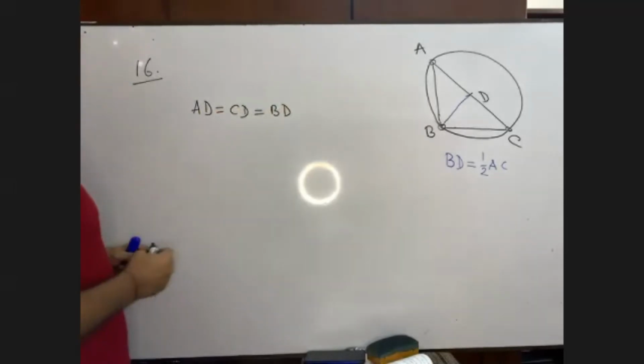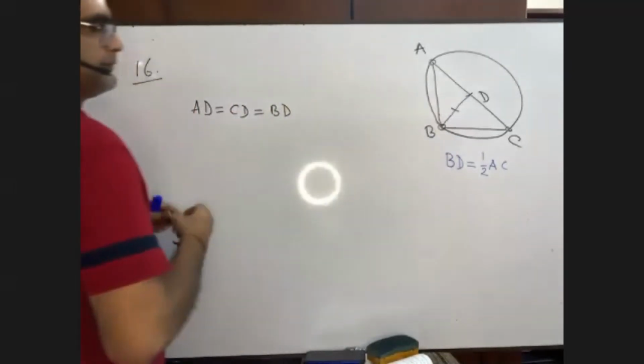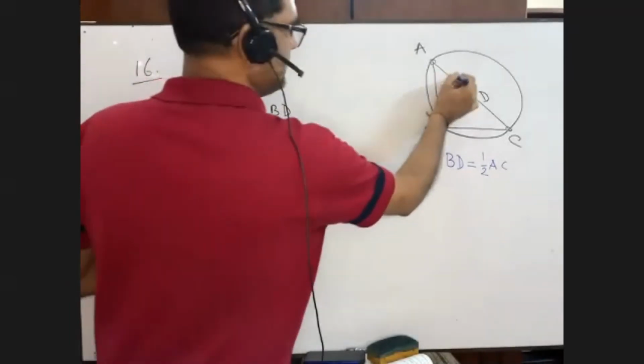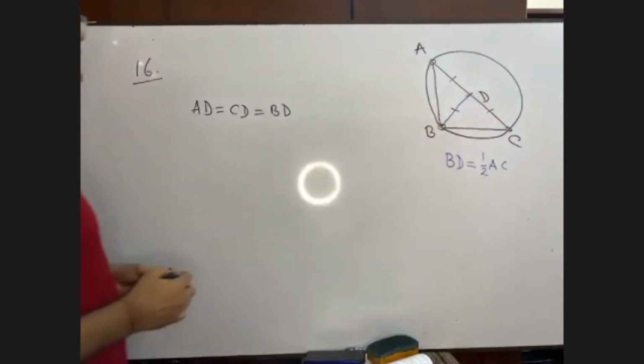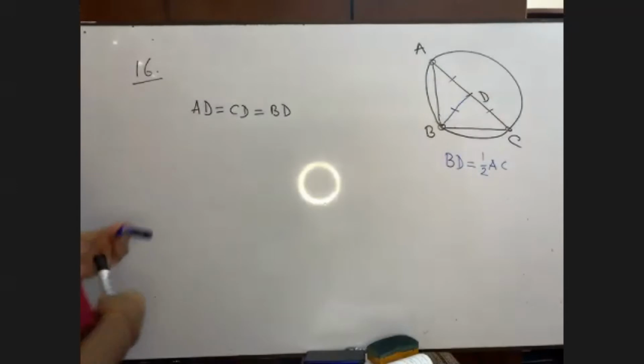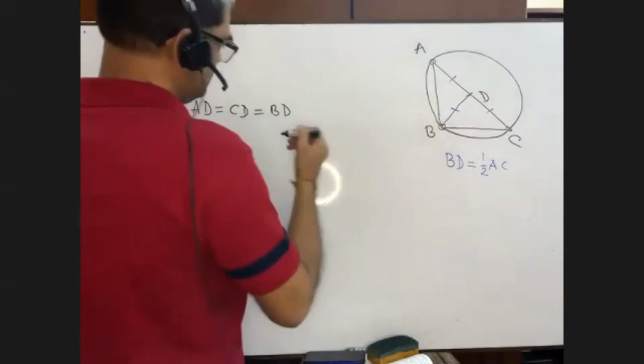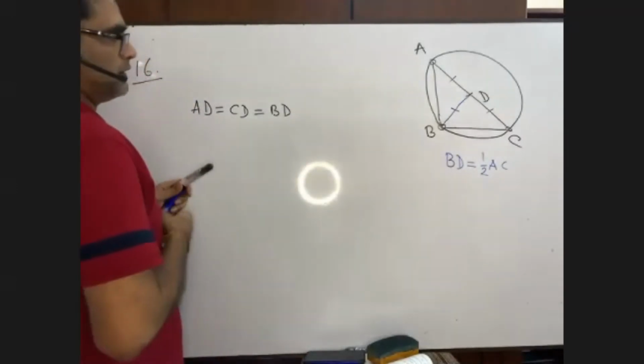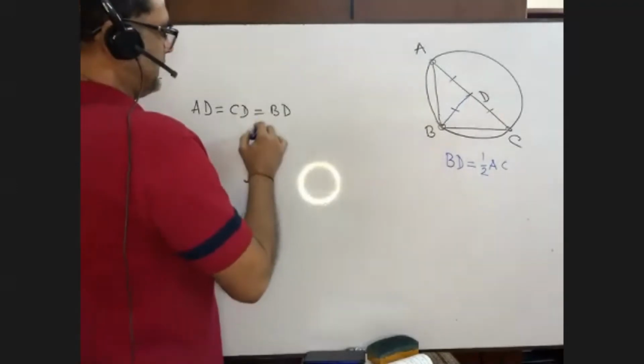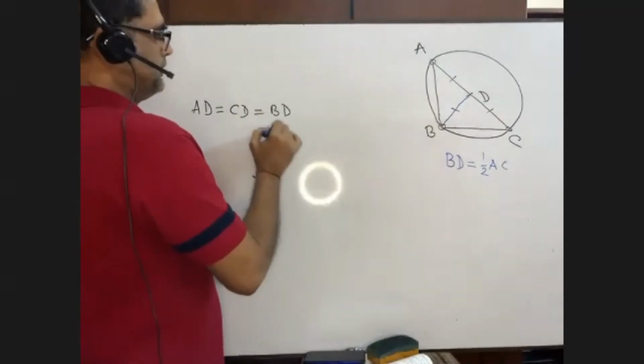See the figure. This and this are all equal. Why are they equal? Since D is the midpoint, AD equals BD equals CD. Why are they equal? Because radii of the same circle are equal.